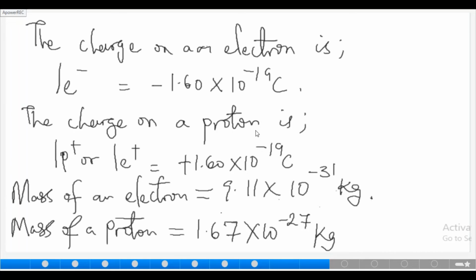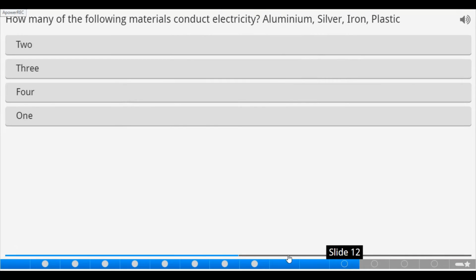The charge on a proton is plus 1.60 times 10 raised to the power minus 19 coulomb. Why? Because the proton is positively charged. And then don't forget that the mass of an electron differs from the mass of the proton. The mass of the electron is far, far smaller than the mass of the proton. The mass of the electron is 9.11 times 10 raised to the power minus 31 kilogram, while that of the proton is 1.67 times 10 raised to the power minus 27 kilogram.